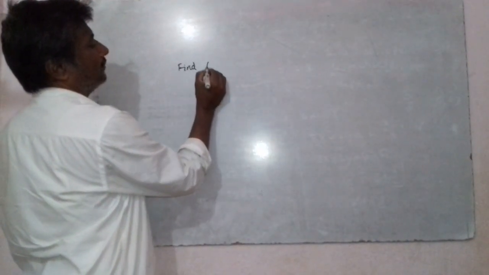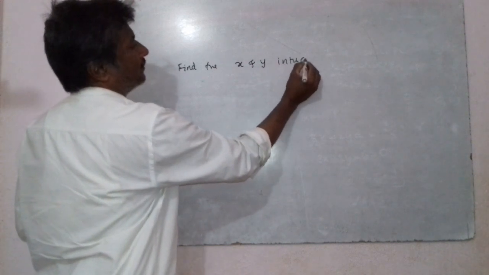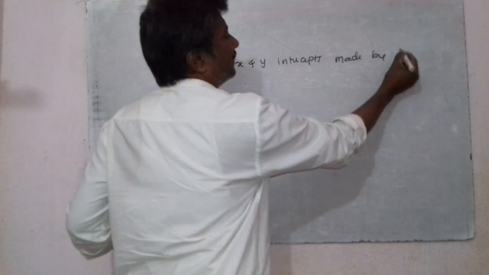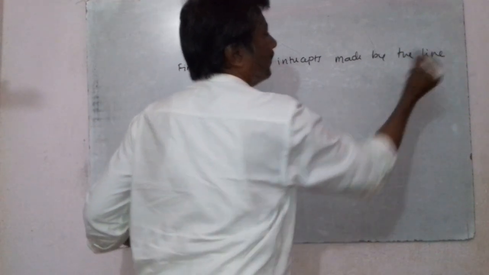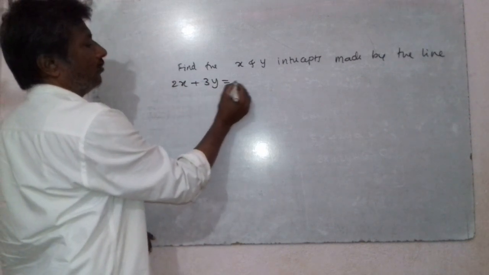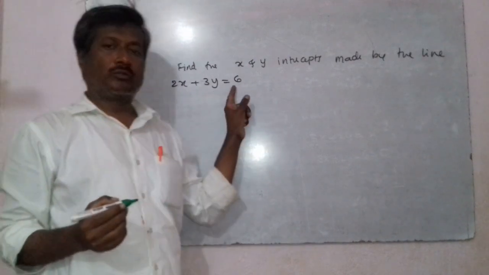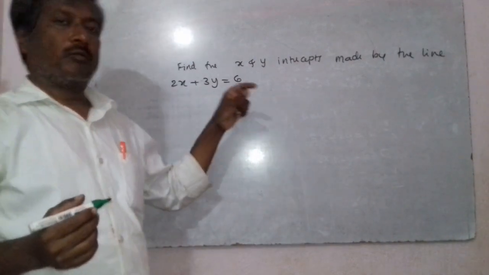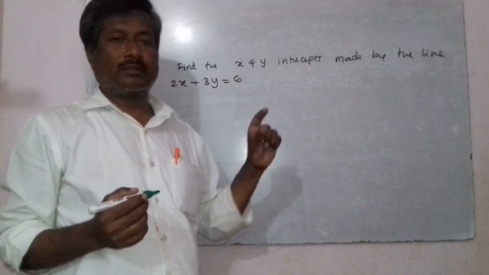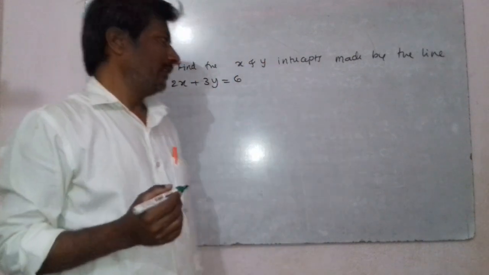Find the x and y intercepts made by the line 2x plus 3y equals 6. Here our aim is to find the x intercept and y intercept, that is, the distance made on the x axis and y axis by the line.